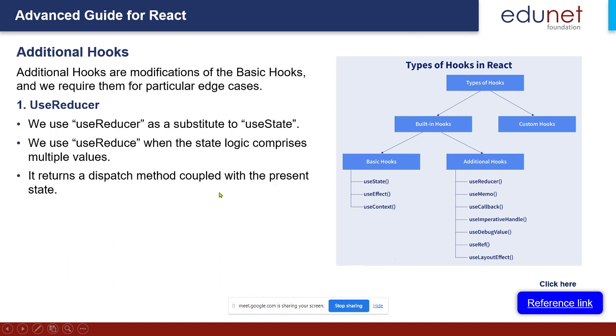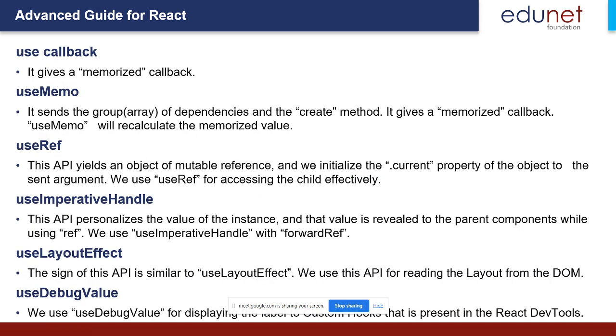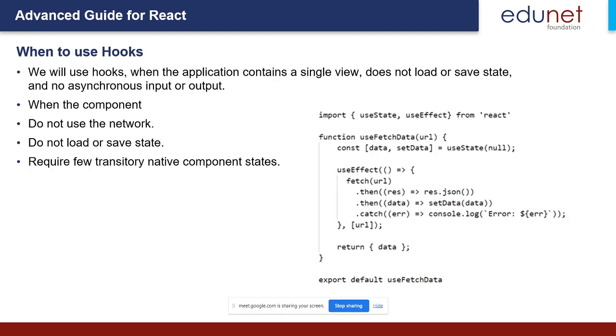So useReducer is a substitute for useState. So use useReducer when the state logic comprises multiple values. Okay, so at that time we can use this useReducer, and it returns a dispatch method coupled with the present state. And useCallback, useMemo, useRef, useImperativeHandle, useLayoutEffect, useDebugValue.